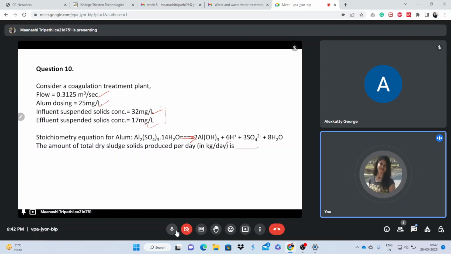The total amount of dry sludge solid produced per day will be, we know the influent, we know the effluent. So whatever remaining will go inside sludge. So 32 minus 17 milligram per liter is going as sludge. So we have to calculate the same in kg per day. Okay, try to find out the answer of this question. We will see the solution in a few minutes.